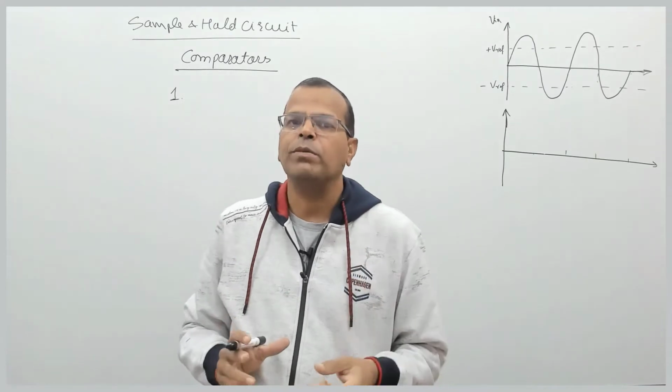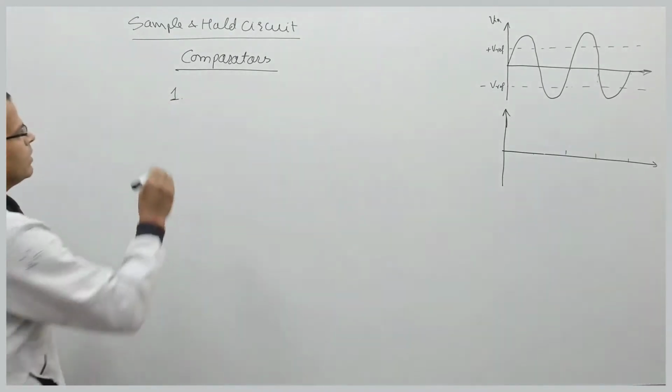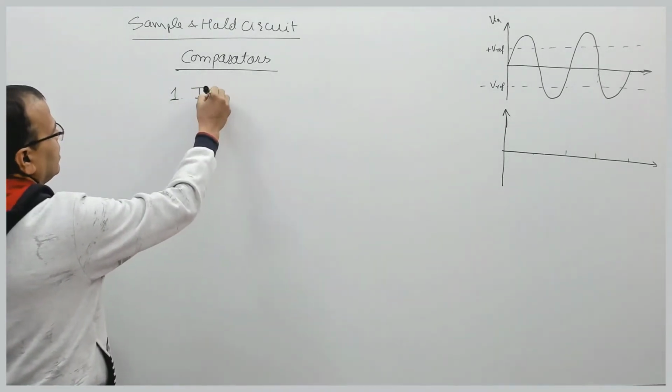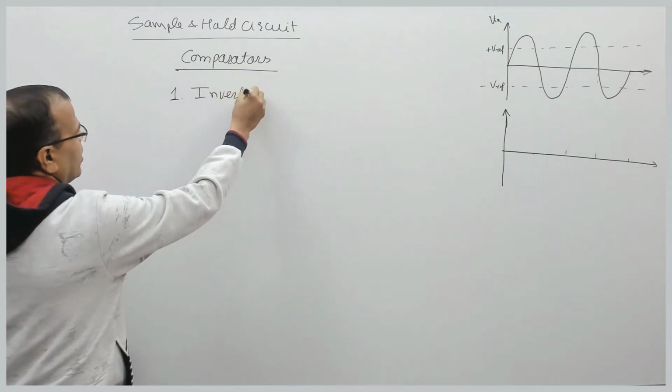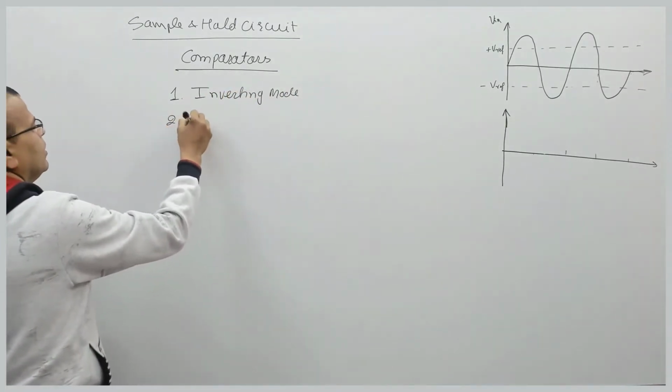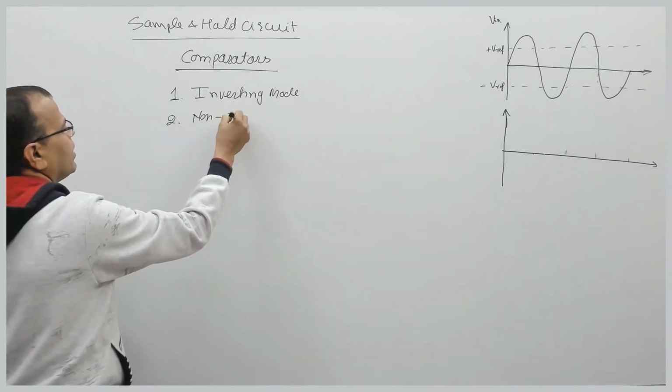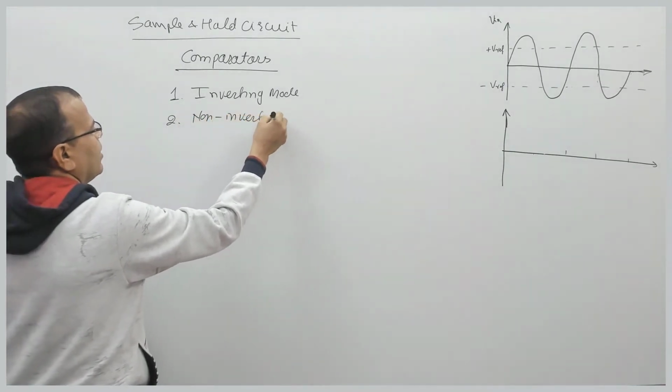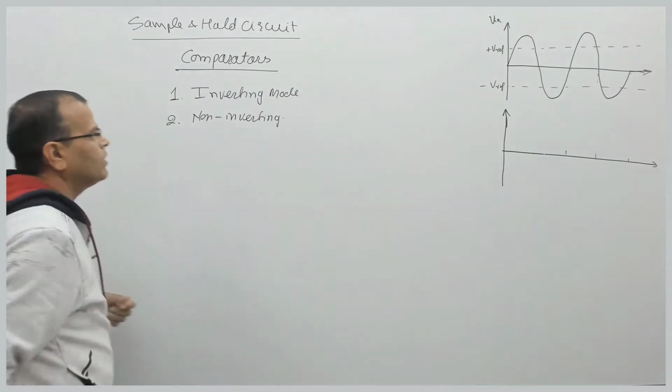There are two possible circuits of the comparator circuit, that is inverting mode, and second we'll talk about non-inverting mode. So let us talk about the first, that is inverting mode.